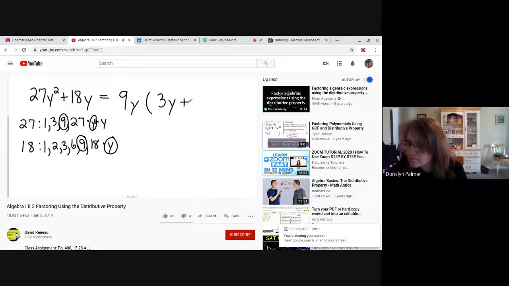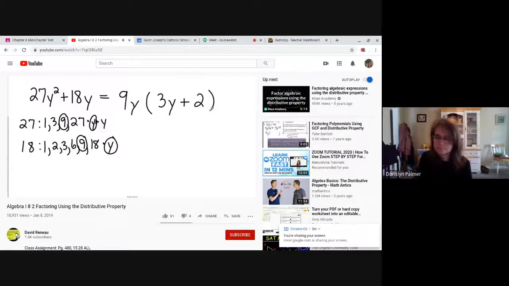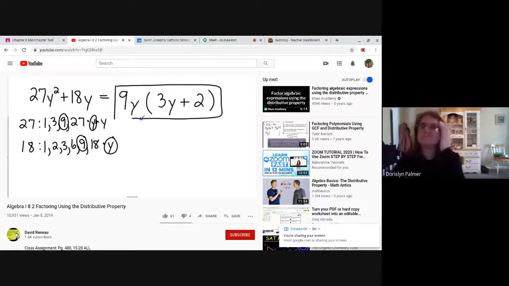Now I say 9y times what is 18y? Well, 9 times 2 is 18, and y times 1 is y, but we're not going to need to put that in there. So now we are right back where we started. 9y times 3y plus 2. Factor out greatest common factors. Now, this is the long way. The next example, I'll kind of talk you through it. It's a little bit shorter.